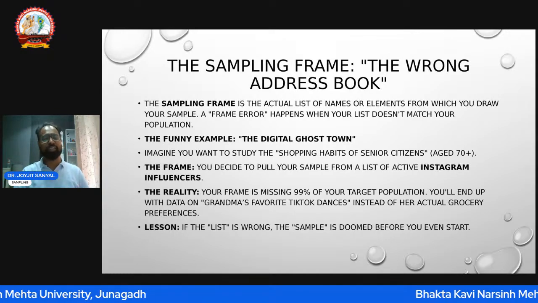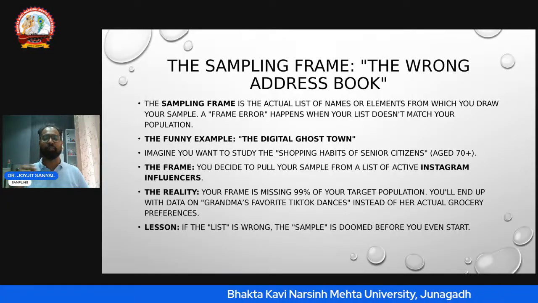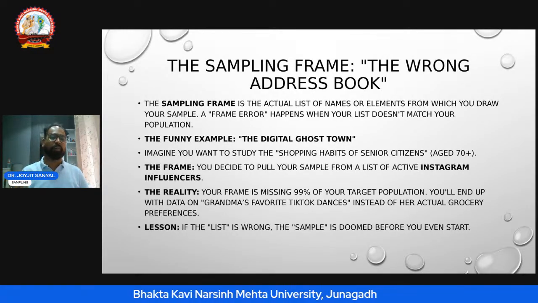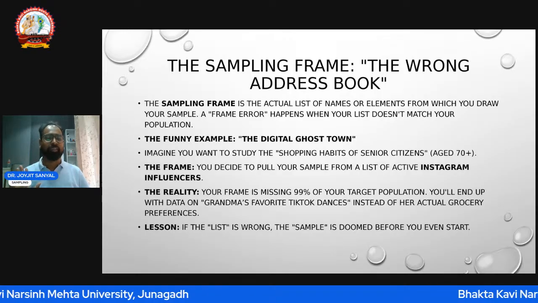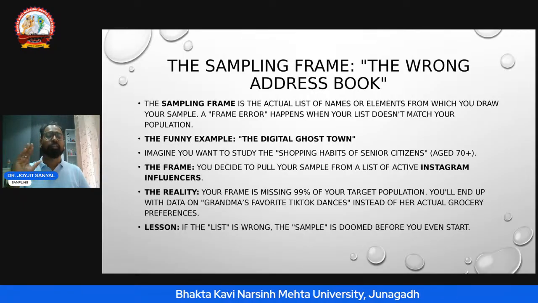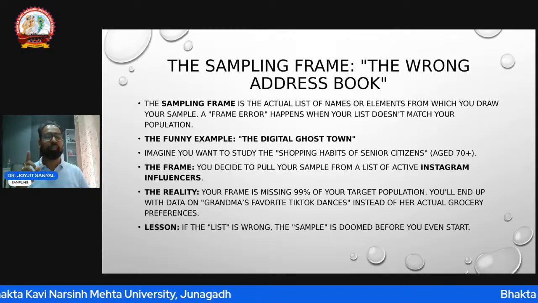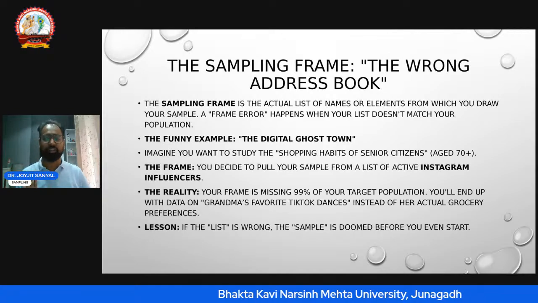But what is your study about? Your study is to understand the shopping habits of senior citizens. But you have selected the wrong sample frame. What happens now? You are going to get inaccurate data, or you are not going to get finished with your study at all, or you are going to create some sampling bias. If the list is wrong, the sample is doomed before you even start. Okay. So this is something you need to understand.